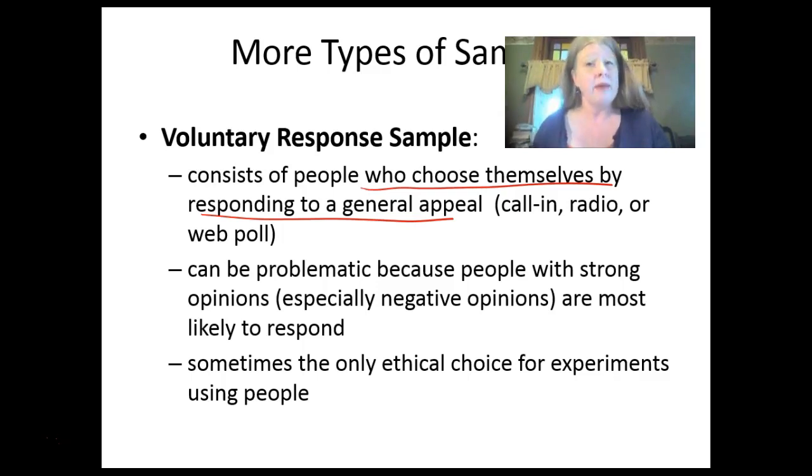We can still try to make an inference to the population, but we just need to be cautious. We need to make sure that we let our audience know that this may not be a representative sample of the population. For that reason, the inferences that we're drawing might not be as accurate as they can be. So you need to be aware of that as you're trying to make sense of the findings.